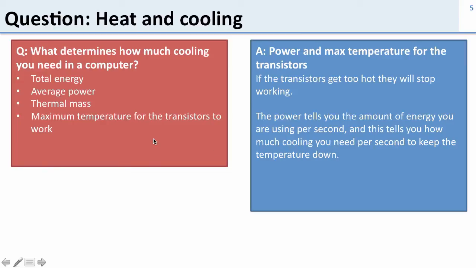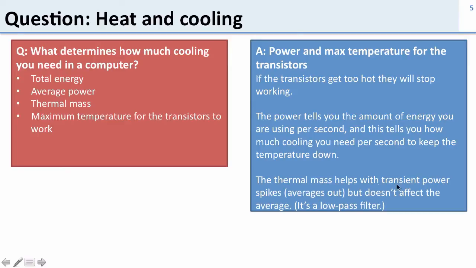Now you might think that the thermal mass plays a role, but the thermal mass is just with transient power. Your average power is what you have to cool. So if I have a laptop that's using 20 watts of power, it's going to heat up really quickly, but I still have to cool 20 watts. If I have a desktop that's using 20 watts of power, I've still got to cool 20 watts, even though it's going to take a lot longer before it gets hot. On average, you still have to cool off what the average power is.